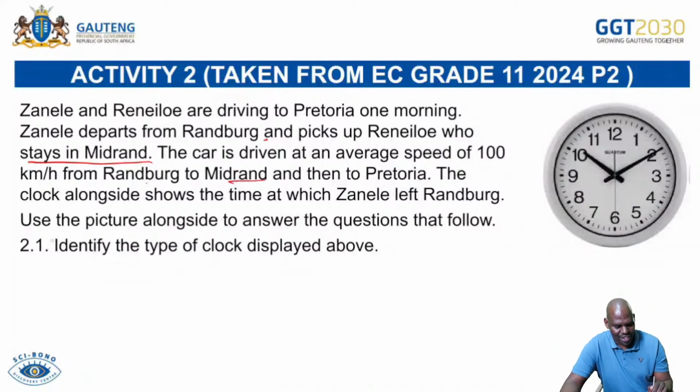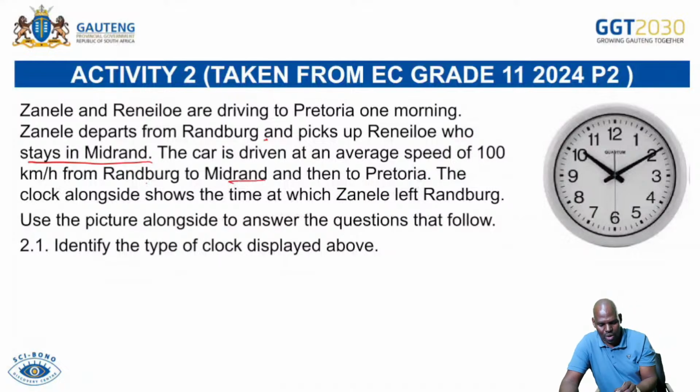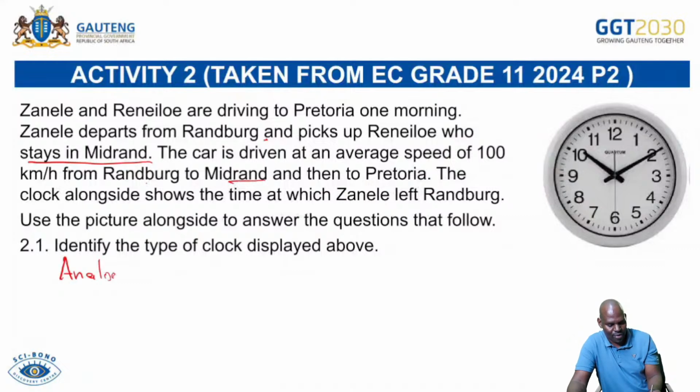Then this one is identify the type of clock displayed above. In Mathlit, the type of clock that could be indicated can either be analog or digital. In this case, this is analog. So the type of clock displayed above is analog.